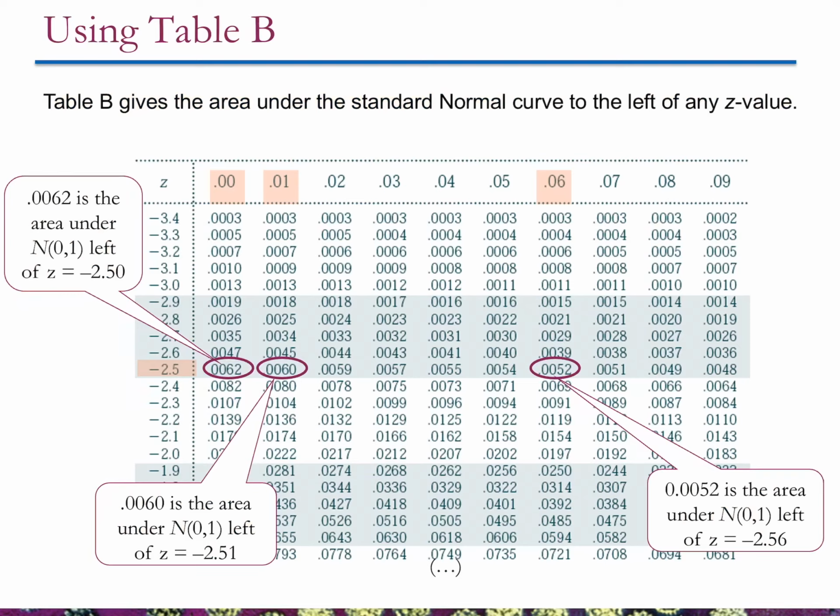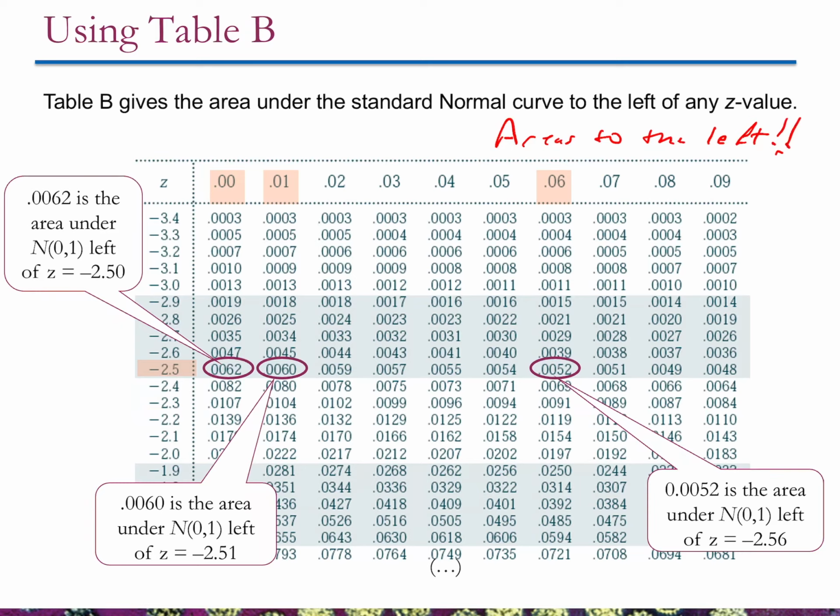Okay, now let's look at table B. Again, I pass this out in class, but I'll also post this on Canvas so you always have access to it. Table B has a lot of information on it. You see all these numbers in the body of the table. Those numbers are areas to the left. Remember that. They are areas to the left of any given z-score.